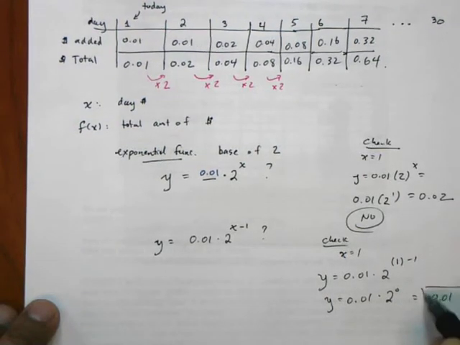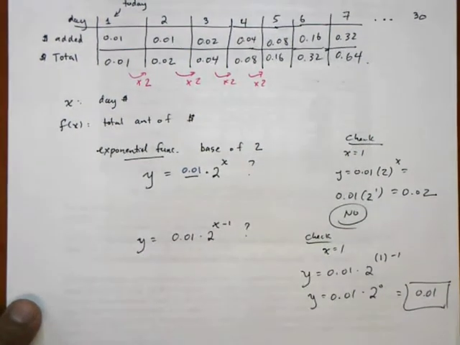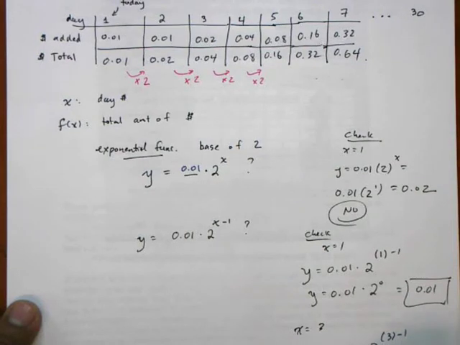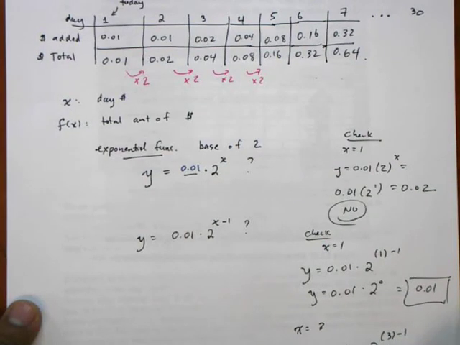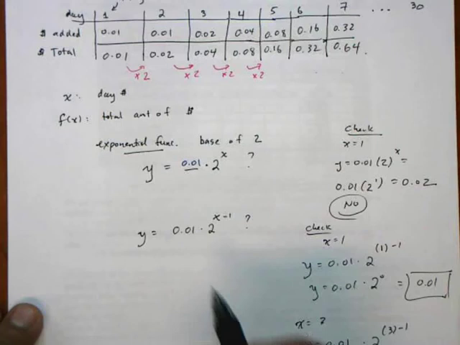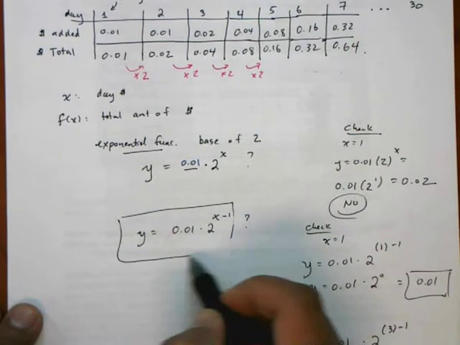So this is a good answer. It actually works. Okay, we'll try one more time. What if x equals 3? Well, y equals 0.01 times 2 to the 3rd minus 1, which is 2 squared, and that's equal to 0.04. Okay, so yeah, it works again. So this equation looks like it works, and it's much better.